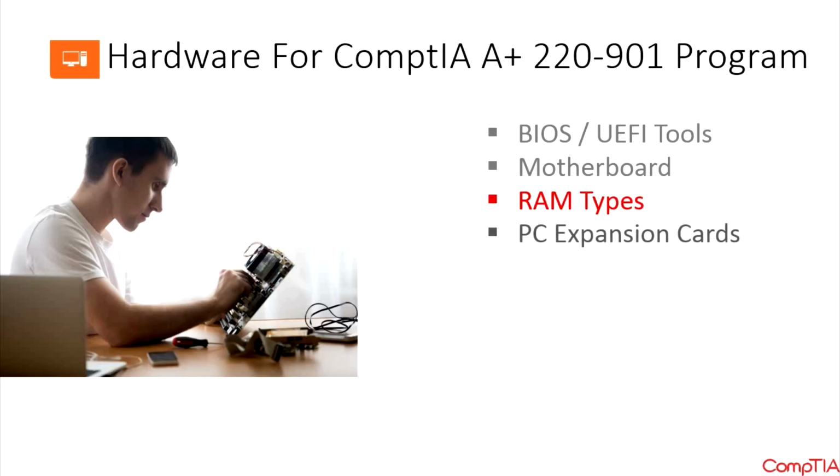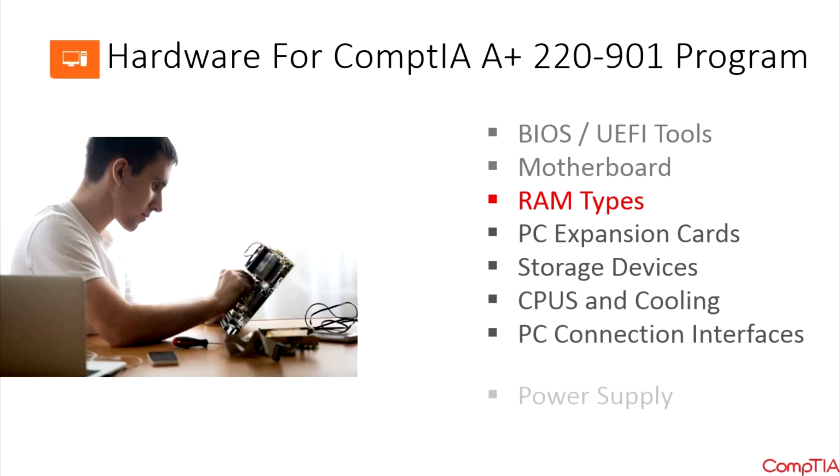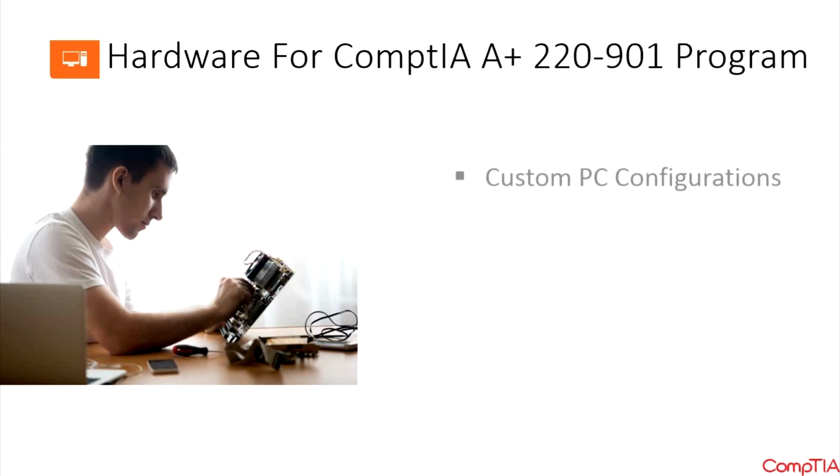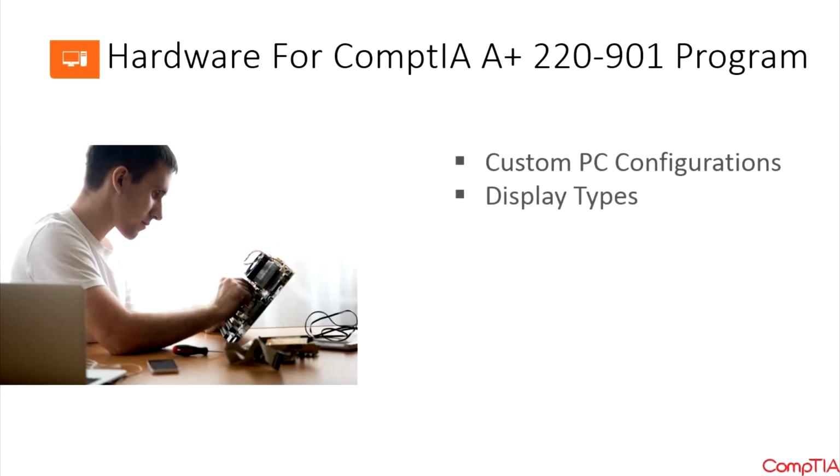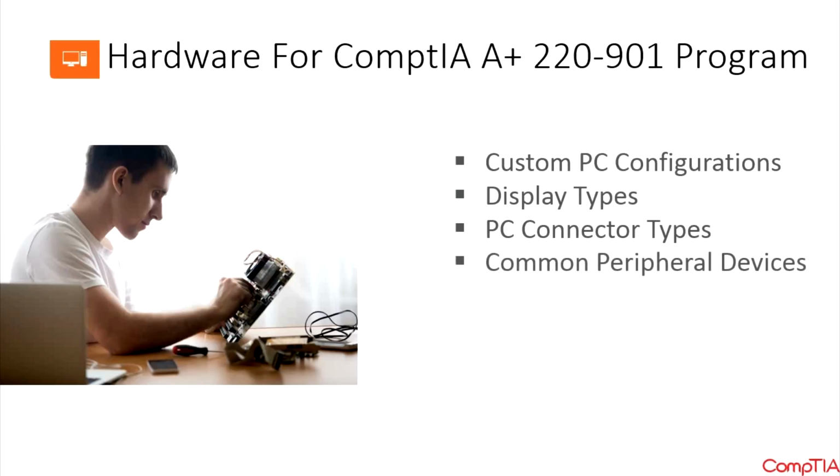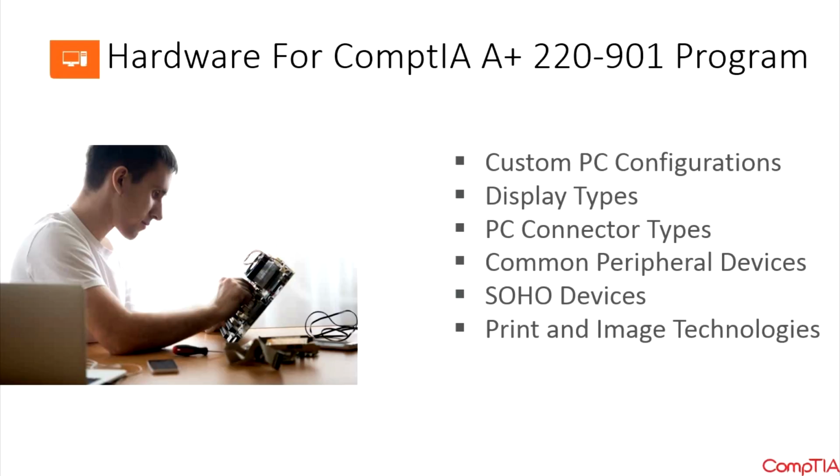We then do PC expansion cards, storage devices, CPU and cooling, PC connection interfaces, the power supply, custom PC configurations or special purpose computers, display types, PC connector types, common peripheral devices, smart office, home office devices, print and image technologies, and finally printer maintenance. So as you can see, it's a lot of material, such that by the time you complete this course, you will be very completely grounded in PC hardware.